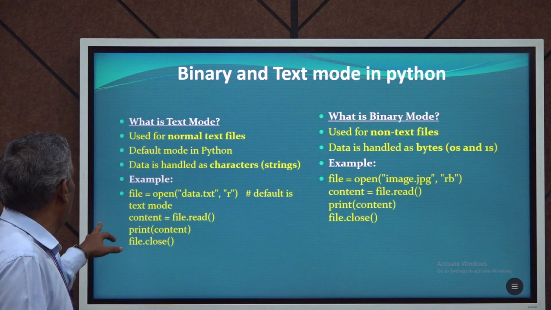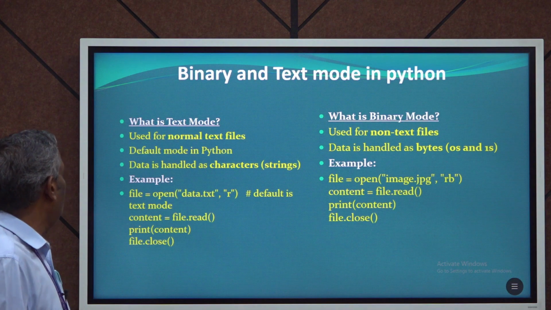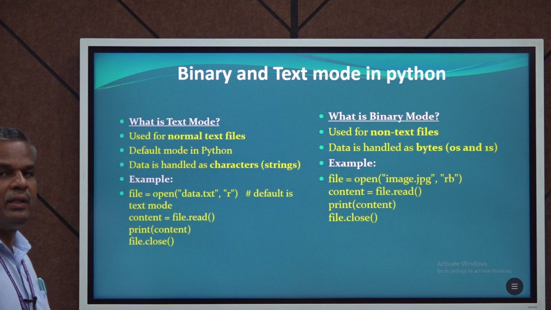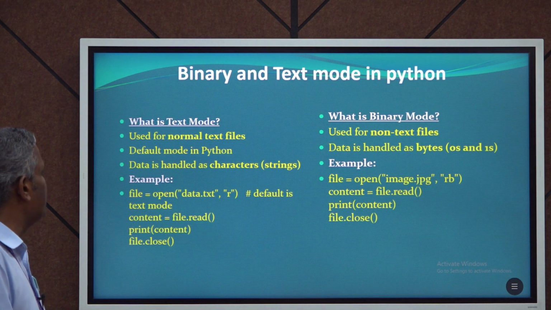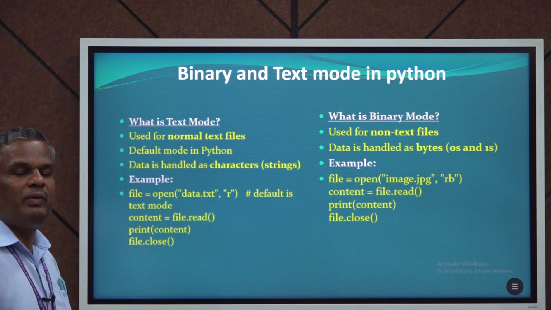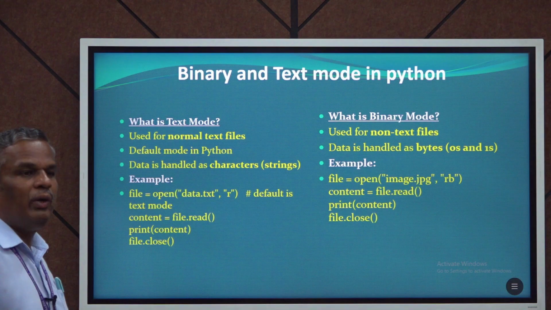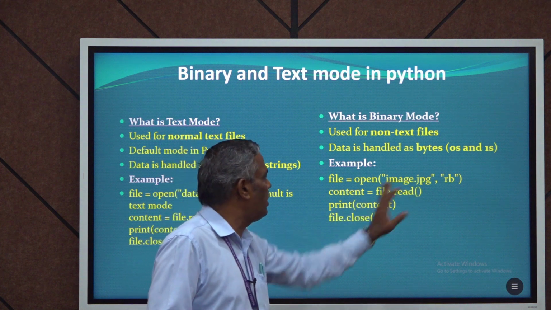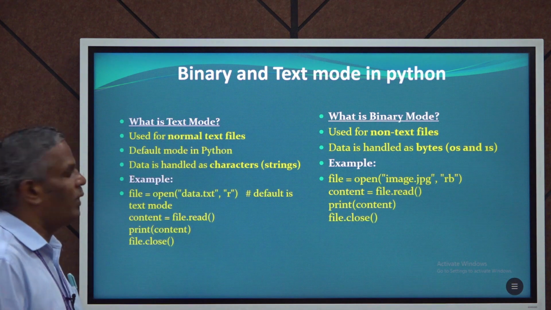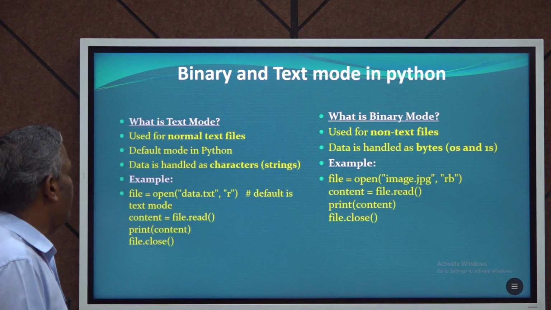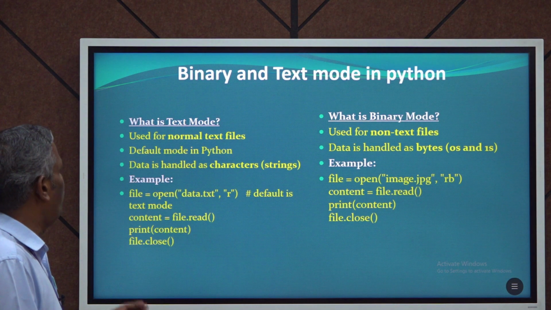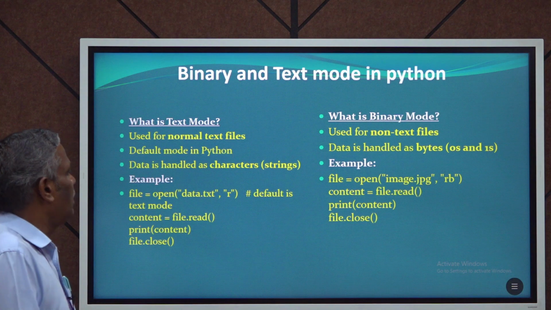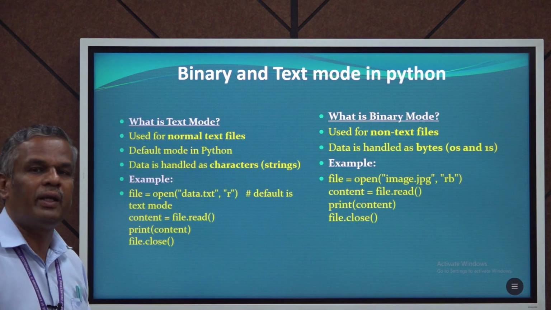So here is the comparison. In text mode, file = open data.txt, r means it will read all the lines from the file data.txt. For an image file we cannot simply use r. For that we have to use rb. See the difference: file = open image.jpg, for reading an image file we have to give rb. The other things are the same, content = file.read, then print content, after that file.close. So here, in binary mode, we can manipulate non-text files.